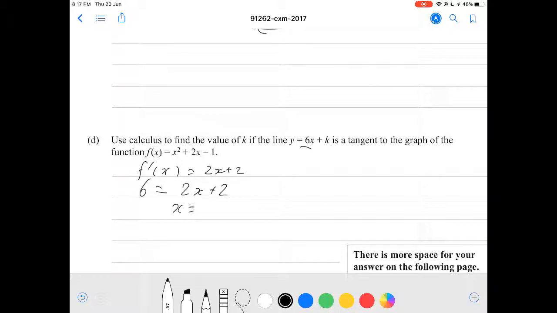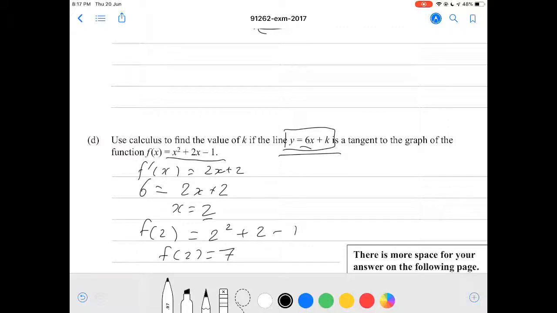Therefore, we have our x equals 2 again. So if we substitute x equals 2 into the function, it should equal when x is substituted 2 into our tangent, okay? So we can say f of 2 equals 2 squared plus 2 minus 1. That gives us f of 2 equals 7. So therefore, 7 should also equal this if we substitute x equals 2.